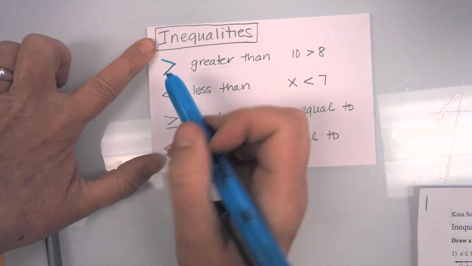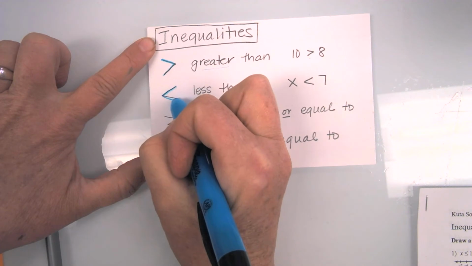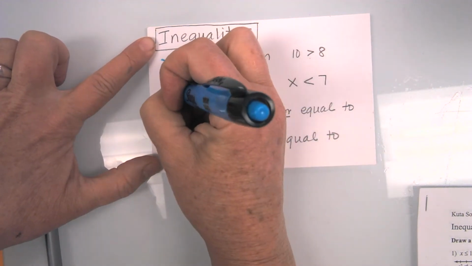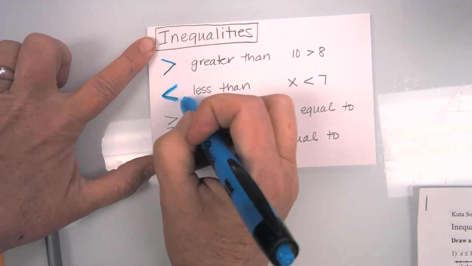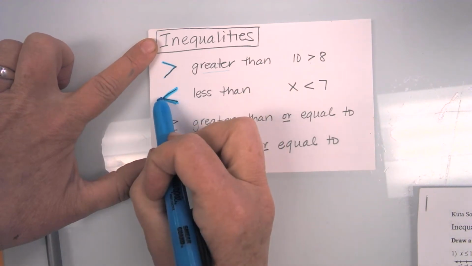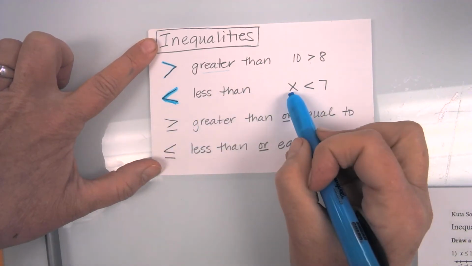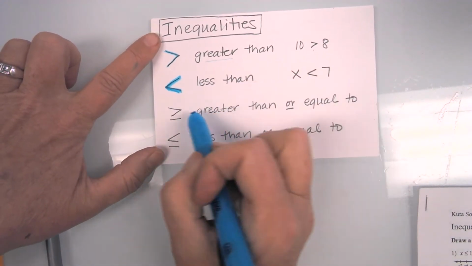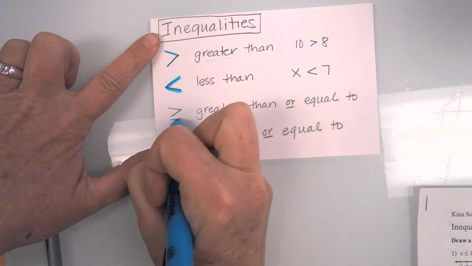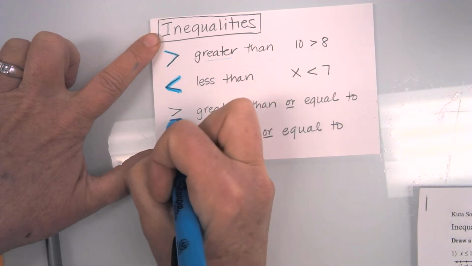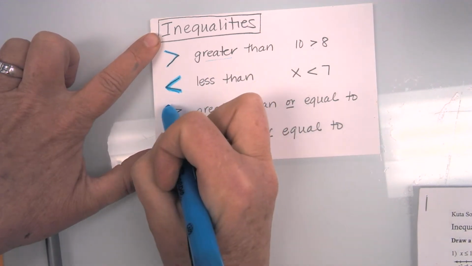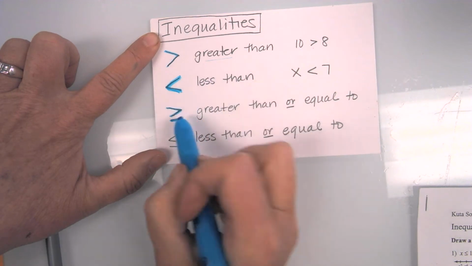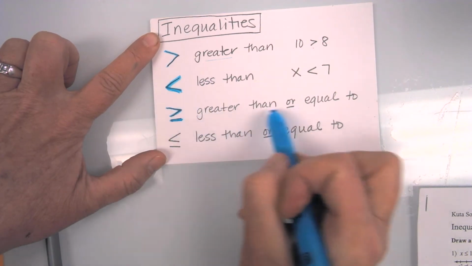The less than sign, you'll notice, has the smaller side on the left. So same thing, we always read it from left to right, just like we read a book. Since this is the smaller side, we would say less than, like x is less than 7. Now, we also have this greater than sign with a line underneath. That means it's part of the equal sign. So we have a greater than or equal to.